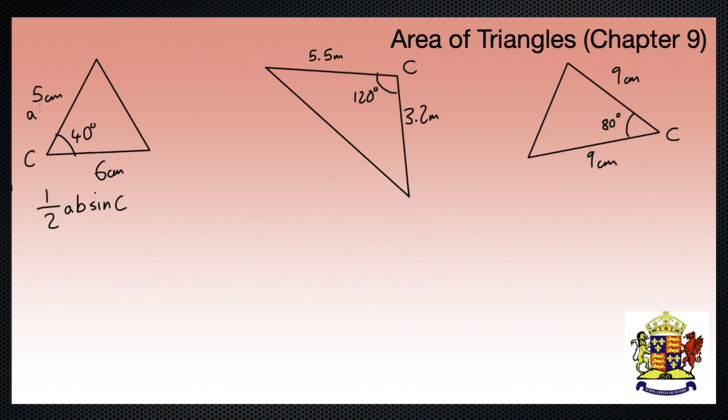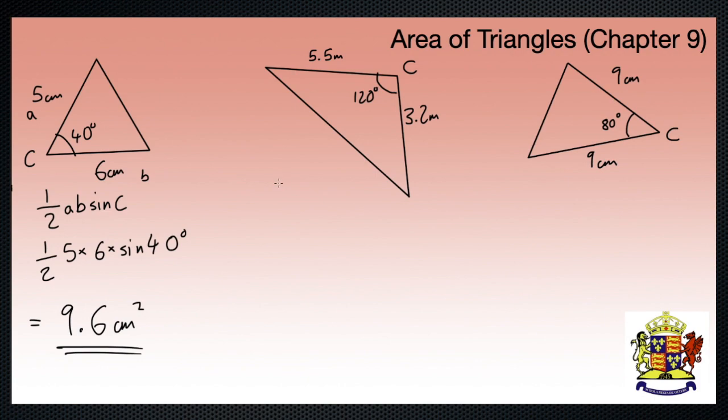So the 5 we can call A, the 6 we can call B. So the formula, when we substitute our values in, is going to be a half times 5 times 6 times sine of 40 degrees. And this gives me an answer to one decimal place of 9.6 centimetres squared.